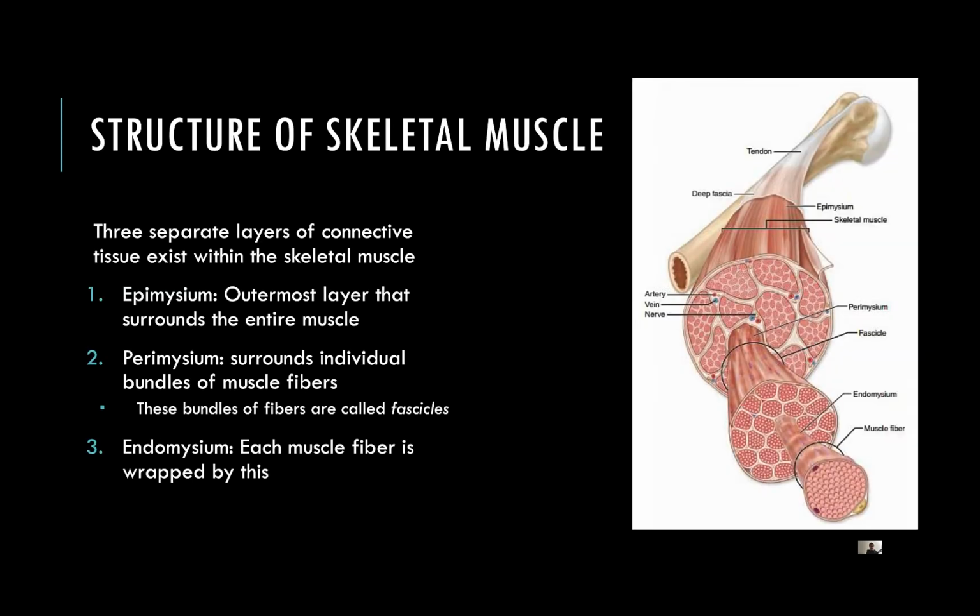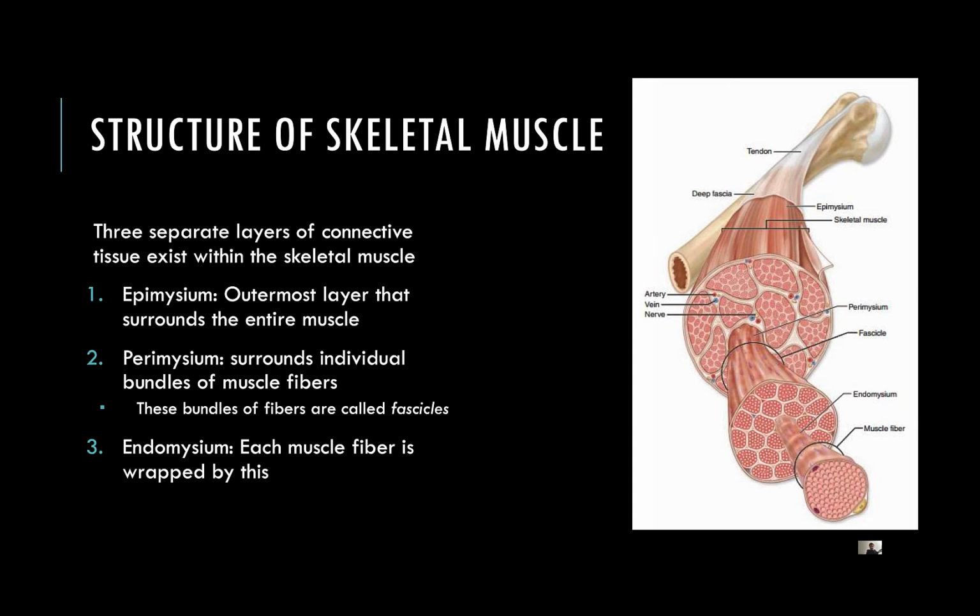What's the overall structure of skeletal muscle and why does it matter? Essentially, the muscle is subdivided based on specific layers of connective tissue. The outermost layer is called the epimysium, and that wraps the entirety of the muscle. The perimysium surrounds individual bundles of muscle fibers, creating fascicles. And then the endomysium surrounds or wraps around each muscle fiber.